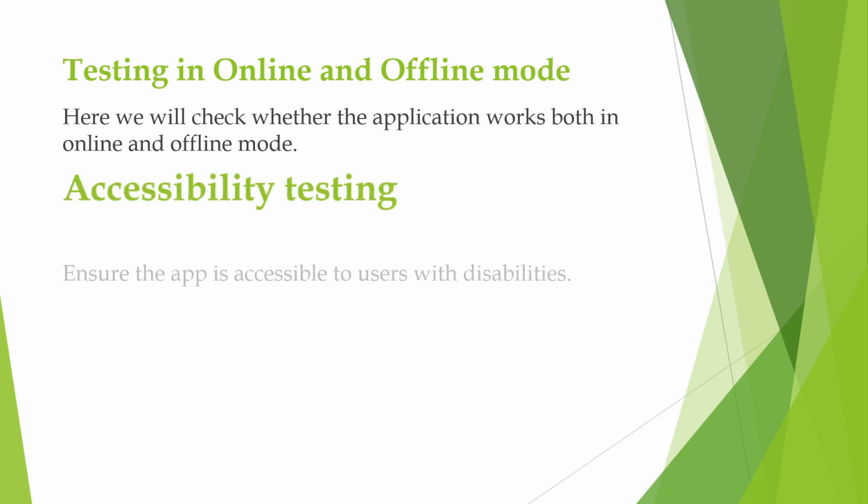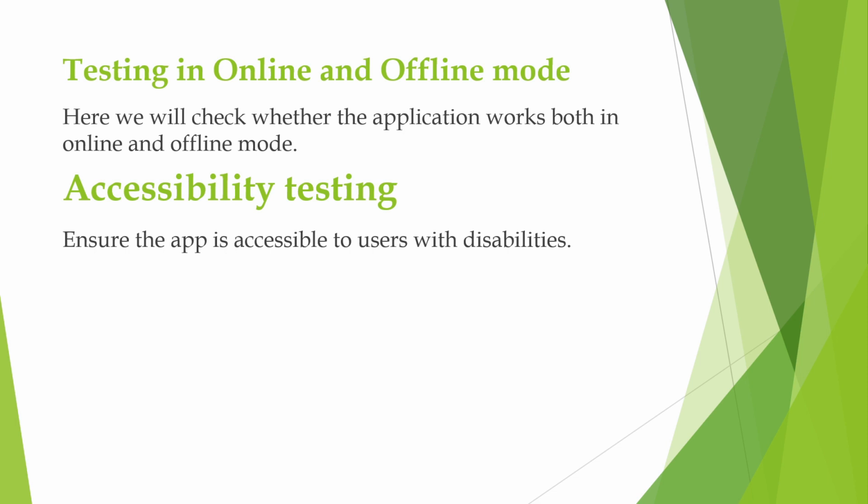Next we will be doing accessibility testing. Accessibility testing is a type of testing wherein we will test the application as per the Americans with Disabilities Act standards and guidelines. In this, we will be testing the mobile application from the point of view of a physically challenged person.